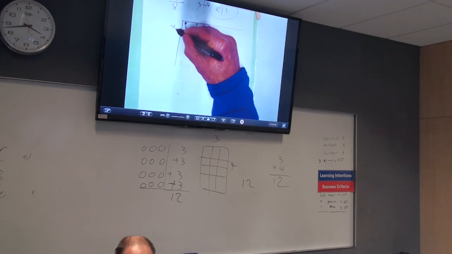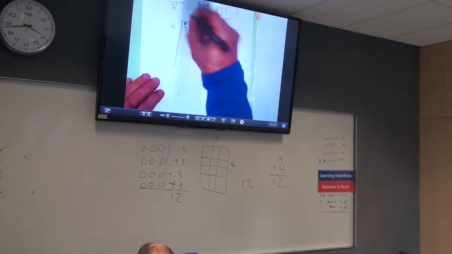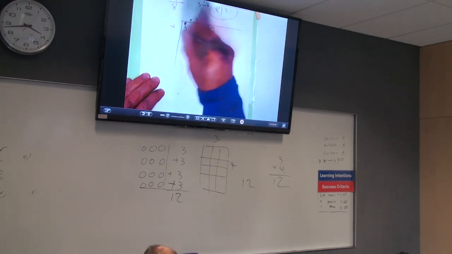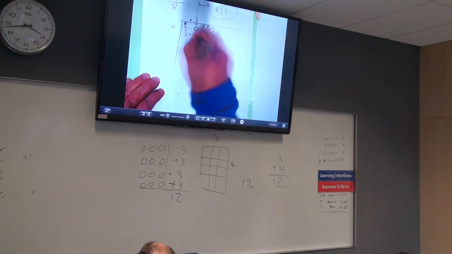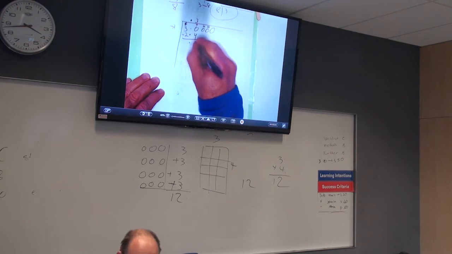No. Rename. I have 30 tenths. Can that be shared amongst 8? Yes. How many in each share? 3. How many were shared? 3 by 8 is 24 tenths. How many remain to be shared? Do the takeaway. 6 tenths.